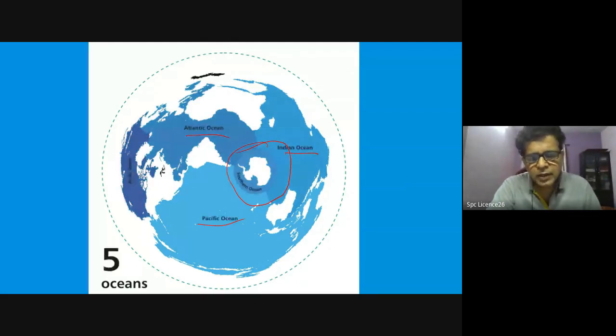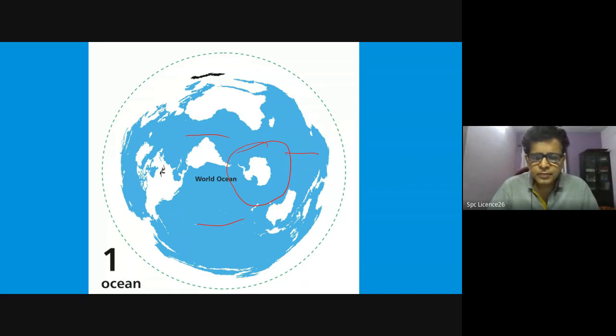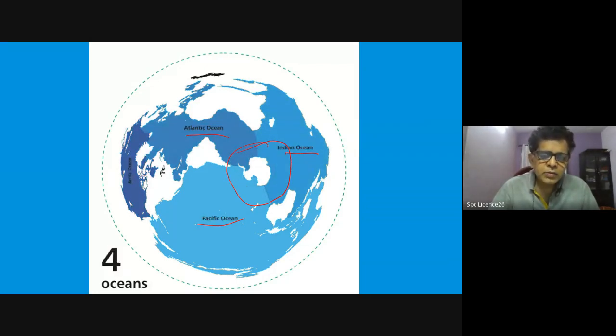Having said this, what is the dimension of this ocean, or rather, why is the dimension of this ocean circular? It's basically because all those waters which are beyond 60 degrees south, 60 degrees south onwards, till the shores, let us say, of the Antarctic continent, all these waters came to be labeled as the Southern Ocean.